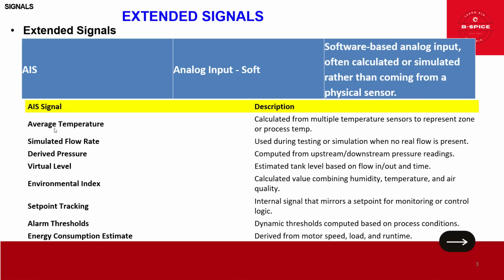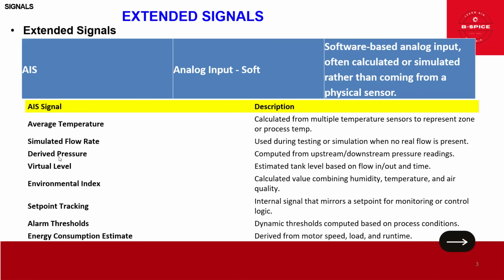Average temperature. This is one of the AIS signals. This is actually calculated from multiple temperature sensors to represent zone or process temperature. So again, this is a calculated value. That's what I meant here. Then we have a simulated flow rate. This is used during testing or simulation when there is no real flow present. This is about the simulated flow.